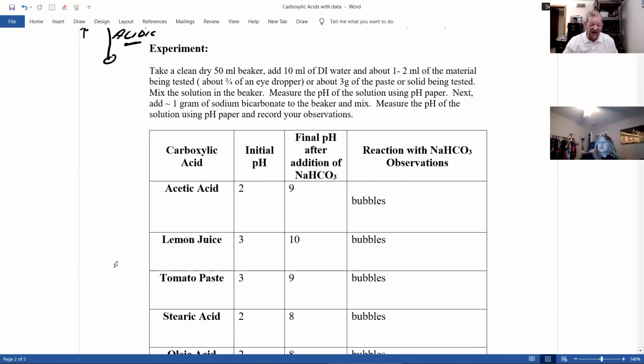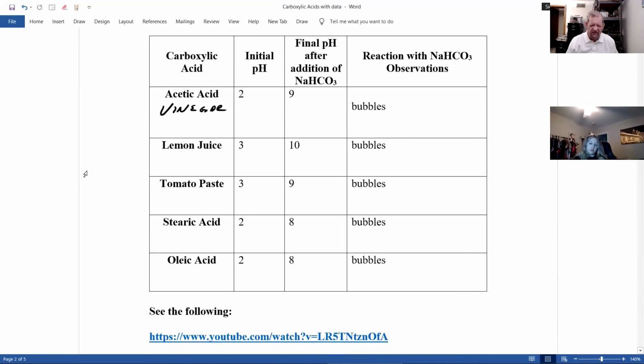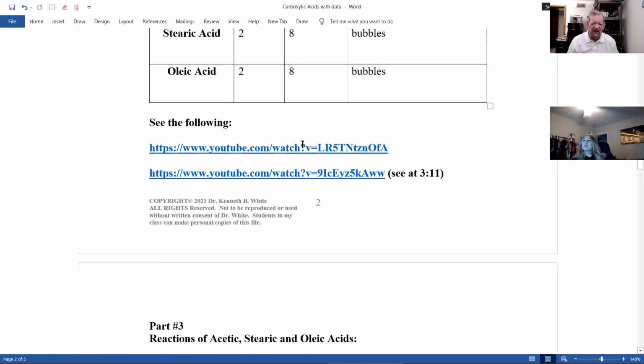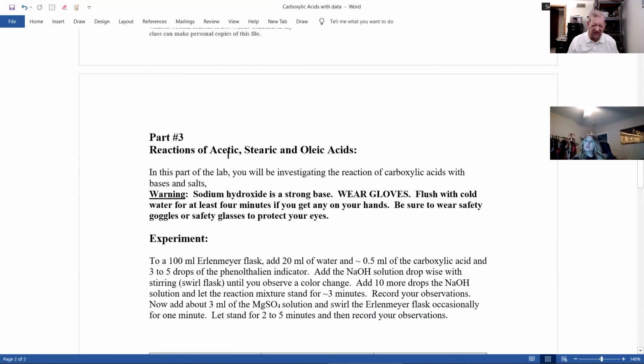Now, what chemicals are we using? I have acetic acid, but what we really use is, and I would tell you in class, vinegar, which is a mixture of acetic acid and water. Then another dangerous chemical, lemon juice. And then this one's really dangerous, tomato paste, and then stearic and oleic acids. If you want to watch, you can see them on these YouTube videos.